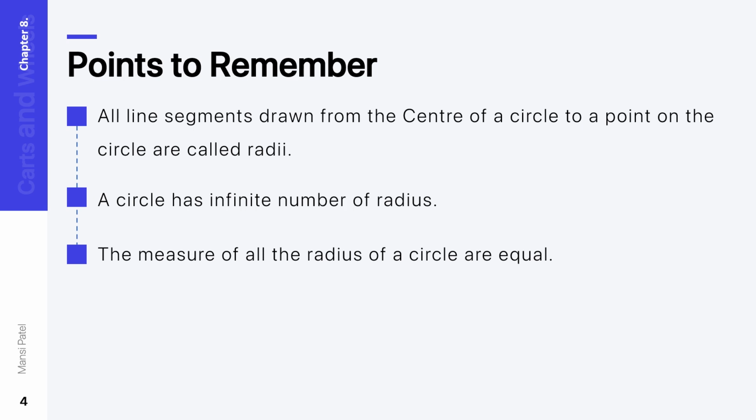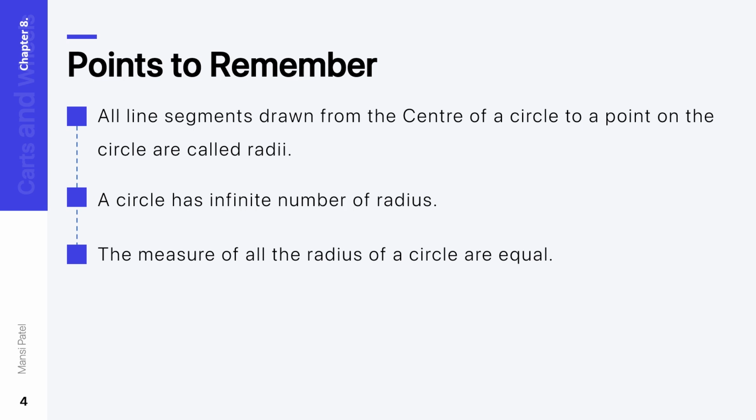Another thing is that the measurements of all the radii of a circle are equal. Why? First they say that in a circle there are many radii, and after that they say that the measurement of all those radii is the same.